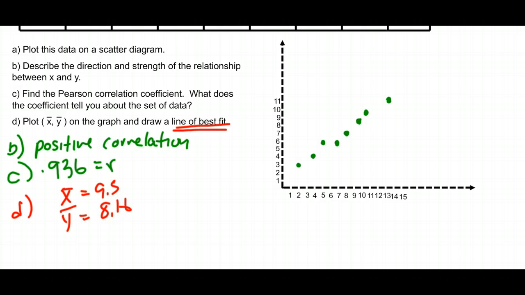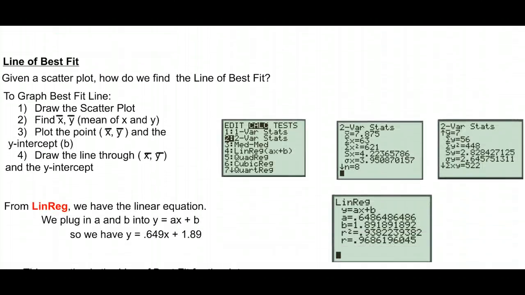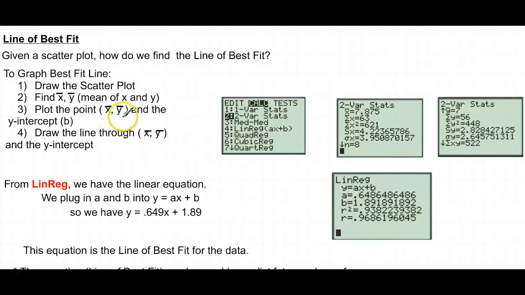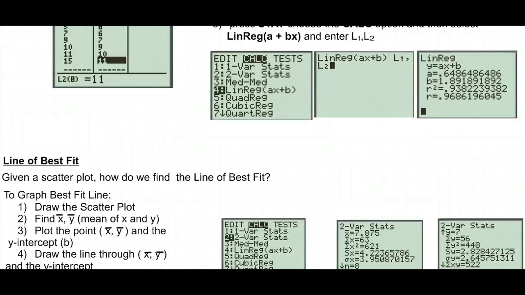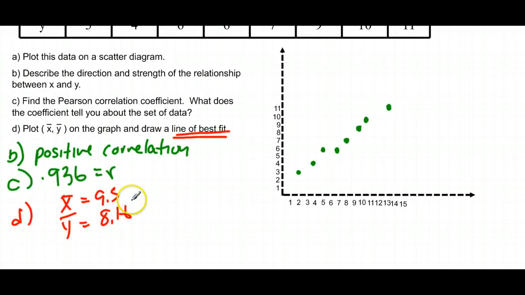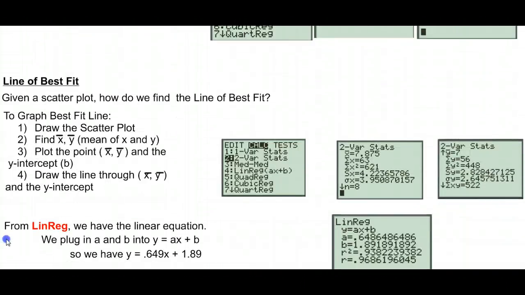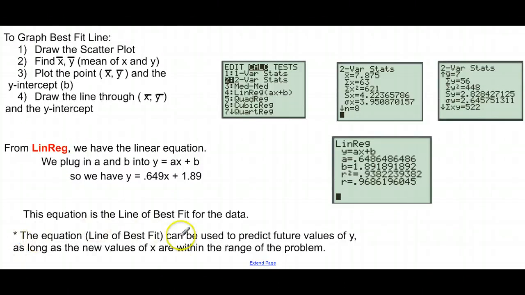All right, so we found that our second step is to plot X bar and Y bar before we do anything else. So X bar and Y bar, 9.5 is about here, 8.16, so about here, and I'm going to put an X right there. All right. The last thing we need to do is find the line of best fit, and again, we're going to go back to the calculator and find that.